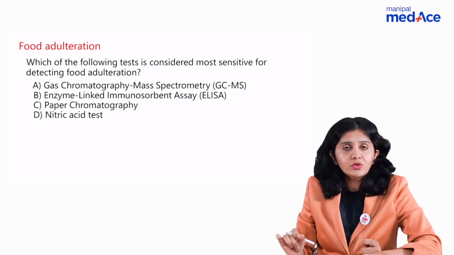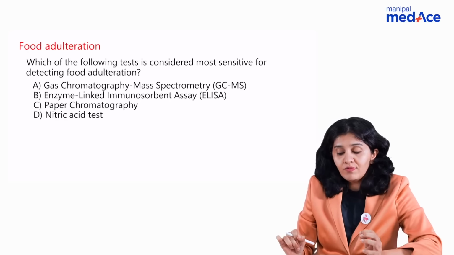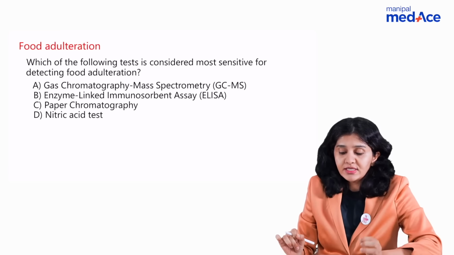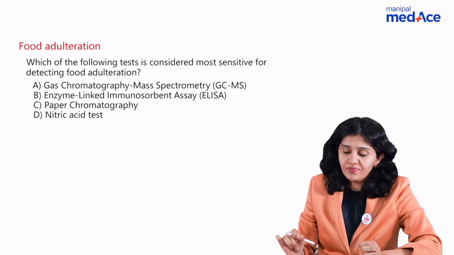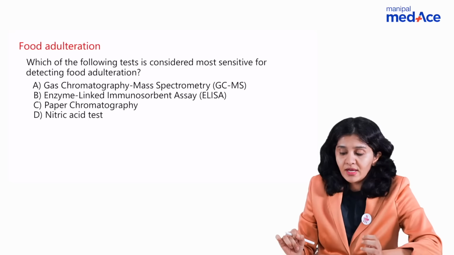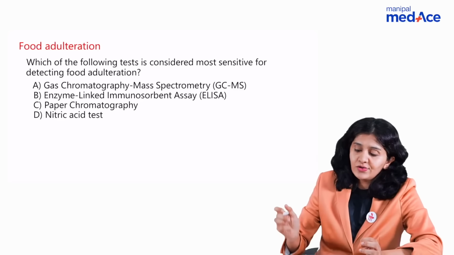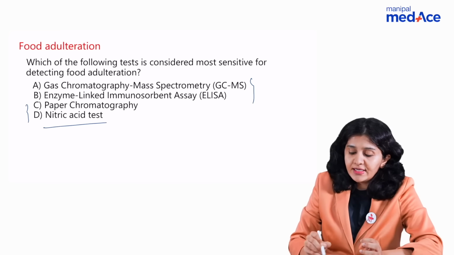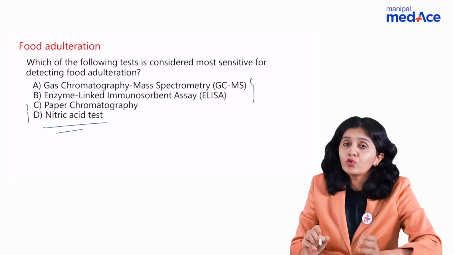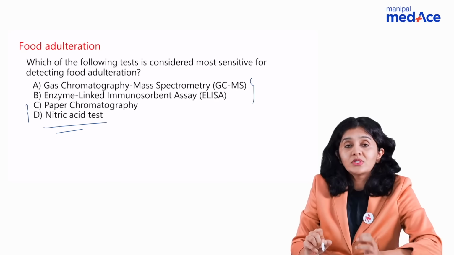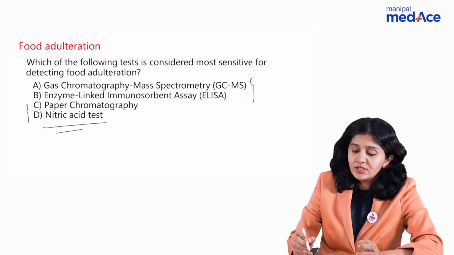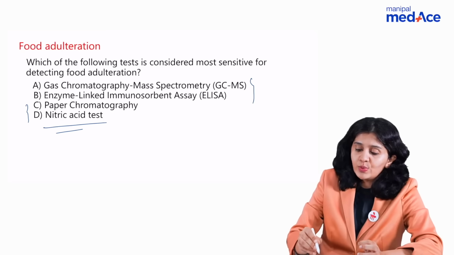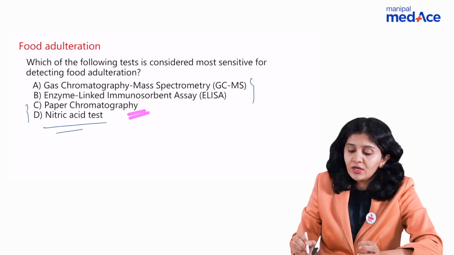Coming to food adulteration, fortunately we have discussed this also. Which of the following tests is considered most sensitive for detecting food adulteration? Is it gas chromatography, mass spectrometry, enzyme-linked immunosorbent assay, paper chromatography, nitric acid test, right? So these two we can easily rule out, right? Paper chromatography and nitric acid test. These are the tests commonly used for food adulteration. So out of these two tests, which is the most sensitive test? So it is the paper chromatography test, which is the most sensitive test to detect food adulteration.